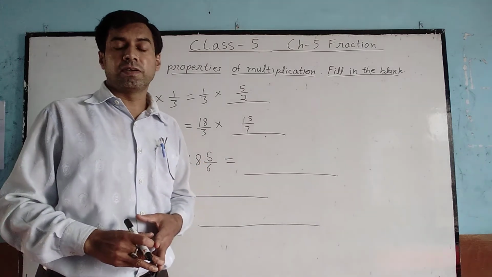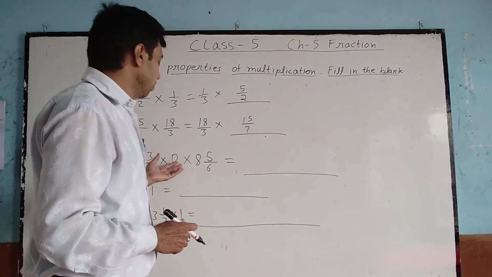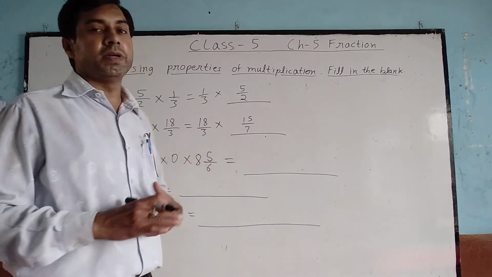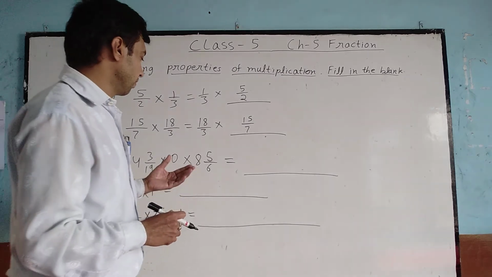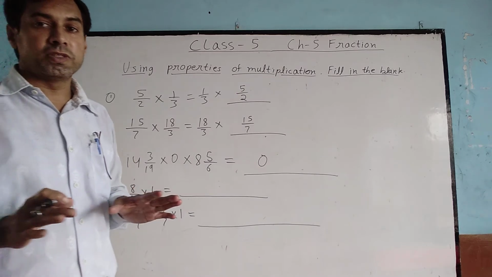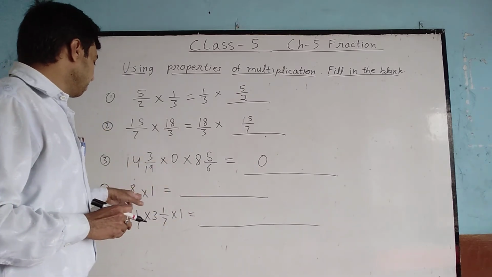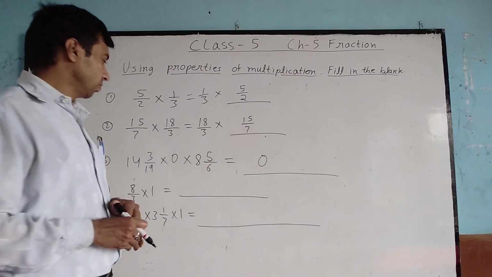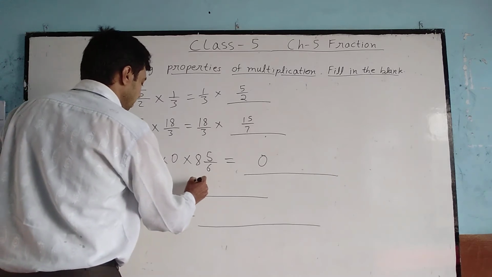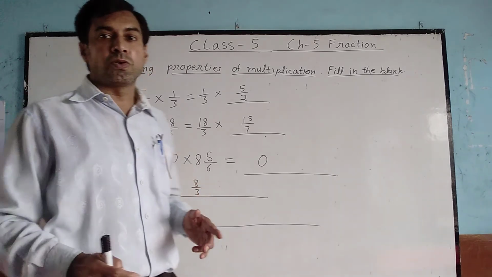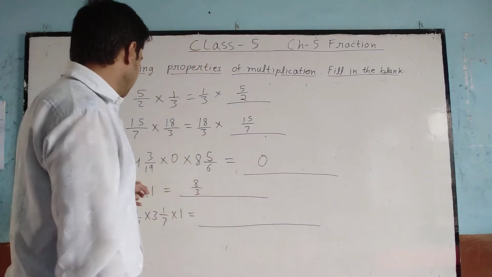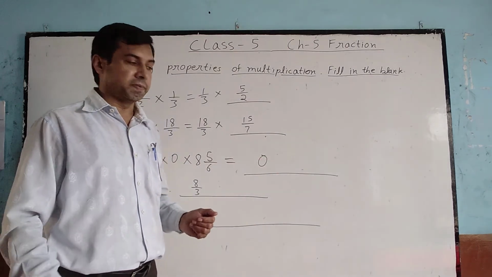Now here 3 by 19 into 0 into 5 by 6. Very simple, students. Here 0 is multiplied, so whatever fractions are multiplied, the result will be 0. What will be the result? 0. So there should be no confusion in solving this. 8 by 3 into 1. So students, what will come? The fraction itself, 8 by 3. 2 multiplied by 1 is 2, 3 multiplied by 1 is 3, 4 multiplied by 1 is 4. So 8 by 3 multiplied by 1 is 8 by 3.